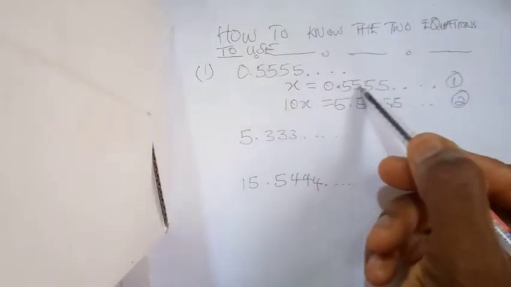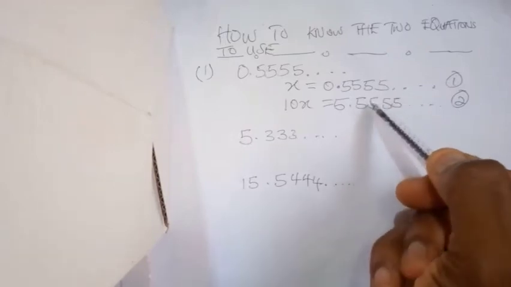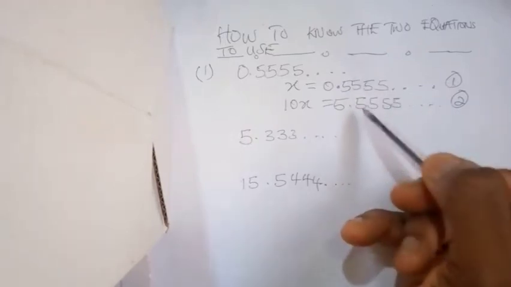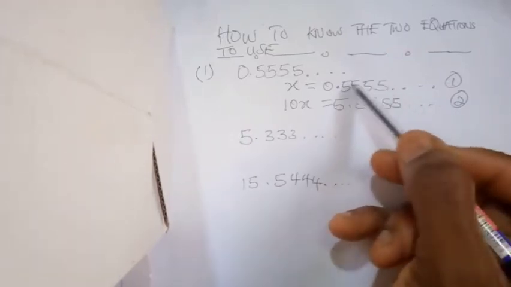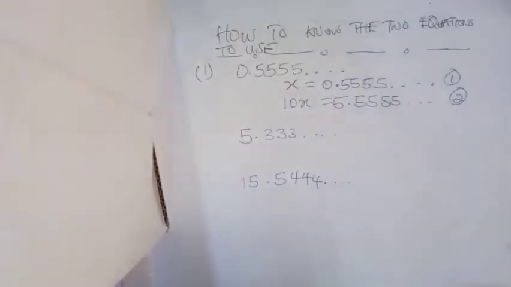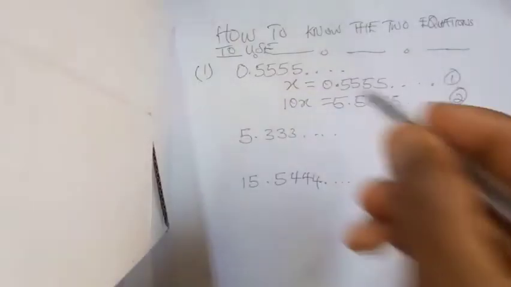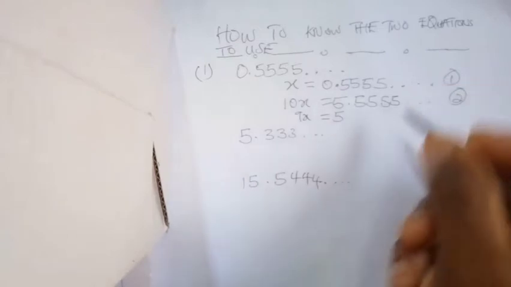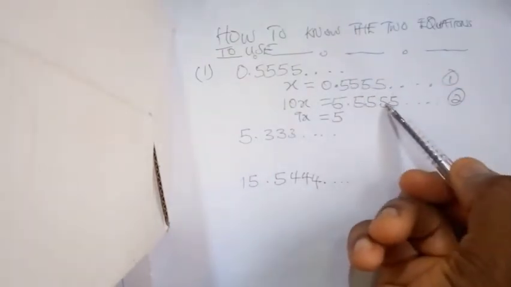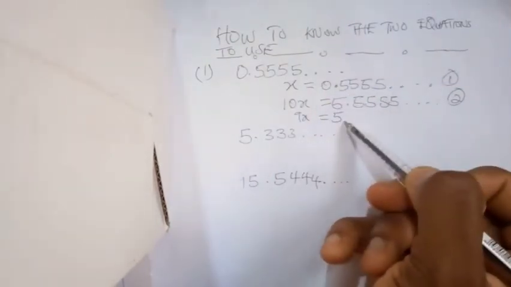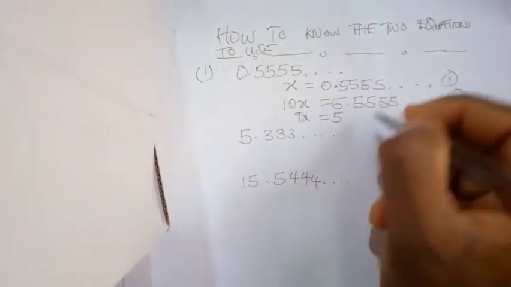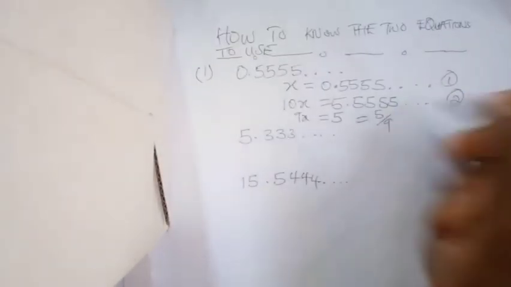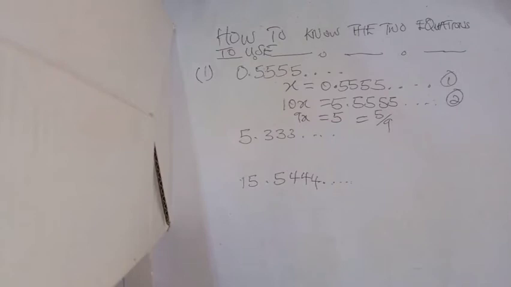Now observe. Everything after the decimal point on the right hand side is the same in both equations. So when you subtract the two equations, everything after the decimal point becomes 0, and you have a whole number at the right hand side. So here becomes 9x, here becomes 5, because everything here minus everything here is 0. So 5 minus 0 is 5. With this, you have an answer which is 5 over 9. That is the trick in doing this.